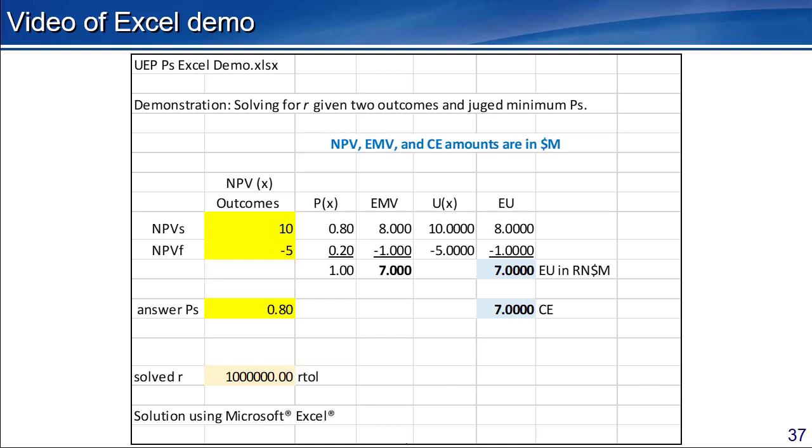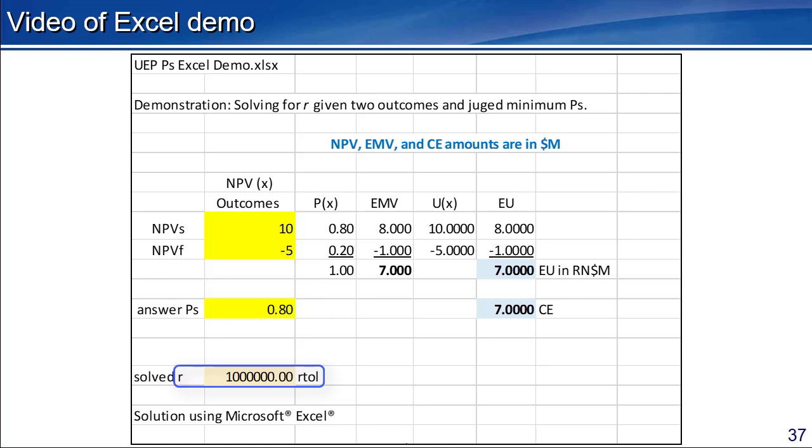Here I have a spreadsheet set up for the PS question type. These are millions of NPV, EMV, or CE dollars, or millions of EU risk-neutral dollars. Note the same plus 10 million for success and minus 5 million for failure. I put in an arbitrary starting 0.8 value for PS and a ridiculously large value for R. We'll change these in a minute.